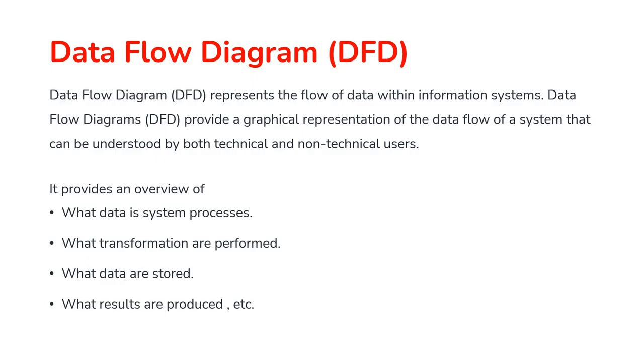A data flow diagram represents the flow of data within an information system, and it provides a graphical representation of the data flow within a system that can be understood by both technical and even non-technical persons. It provides an overview of what data the system is going to process, what transformations are going to be performed, which type of data and in which format you are going to store it, and what results are going to be produced by analyzing that data.